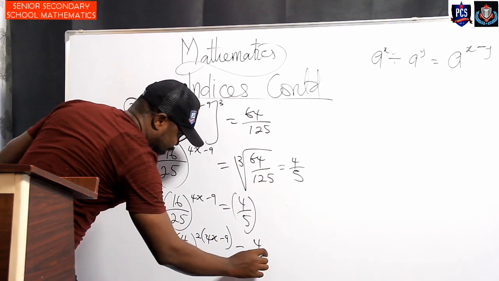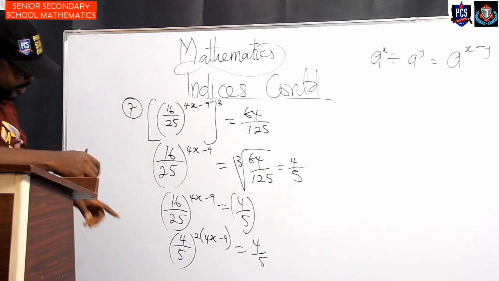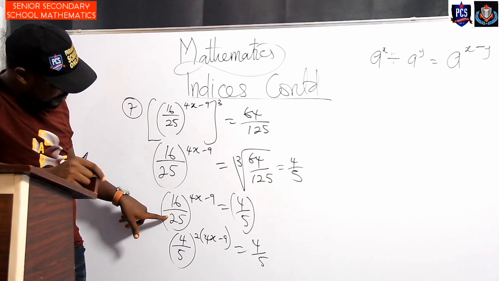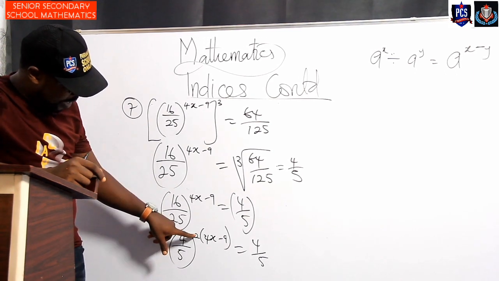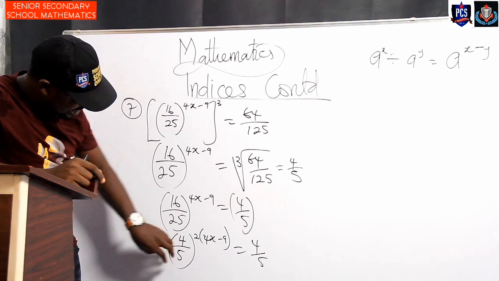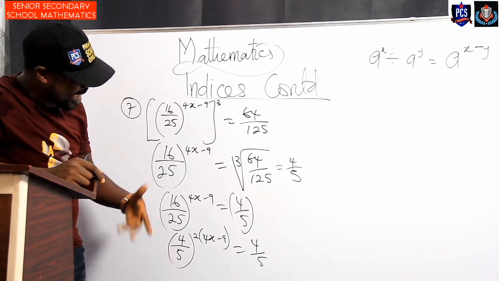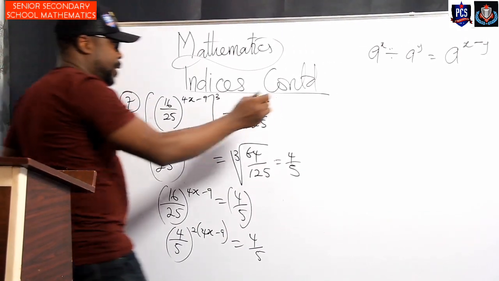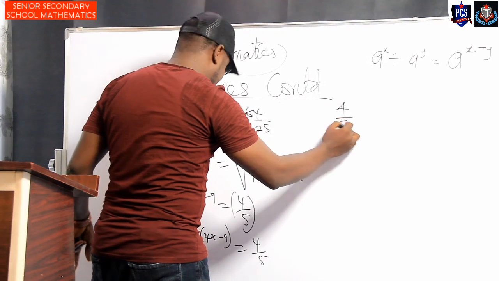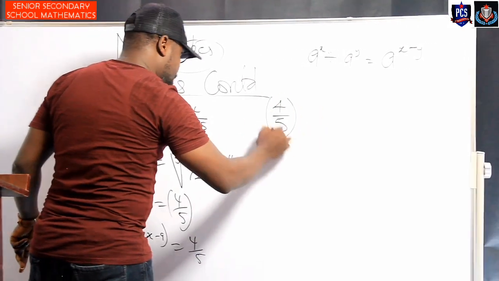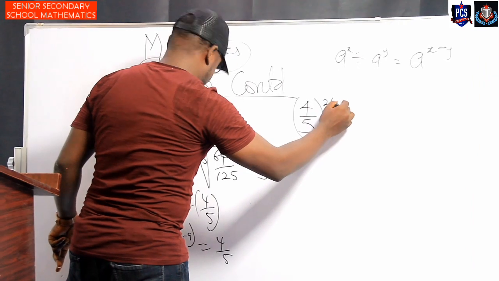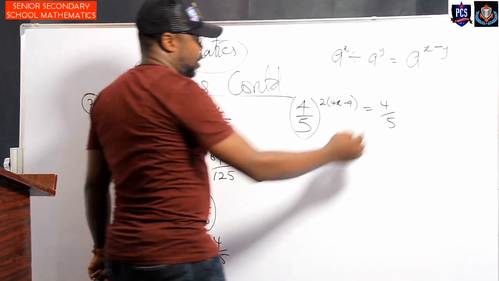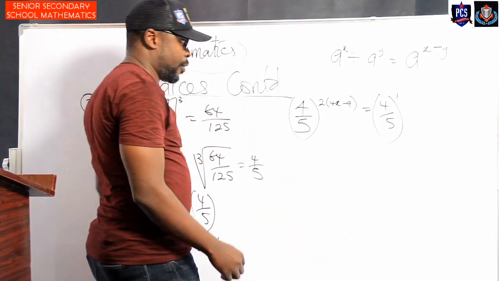That's an important interpretation to that question. Look, we have 4 over 5 coming from 16 over 25. 16 over 25 is 4 over 5 squared. So I'm trying to ensure that I have a like term on this side with this side. So I'm taking it to be 4 over 5 all raised to power 2, bracket 4x minus 9, is equal to 4 over 5. Of course, this is 4 over 5 raised to power 1, for those of us that are smart.